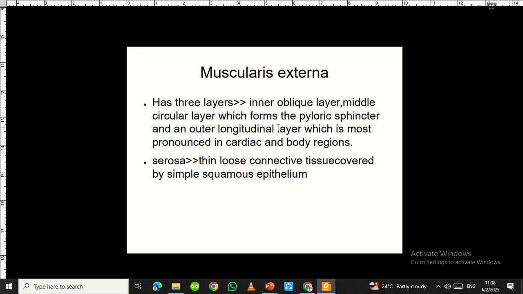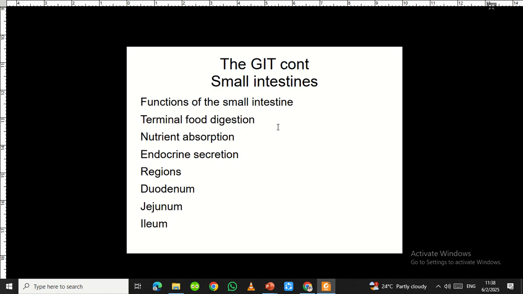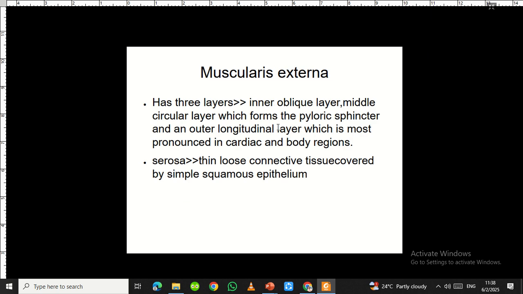Since the stomach, I said, is intraperitoneal, it is going to be covered by serosa, which is a loose connective tissue covered by simple squamous epithelium, which is mesothelium. Right, so that's everything that you have to know about the histology of the stomach.